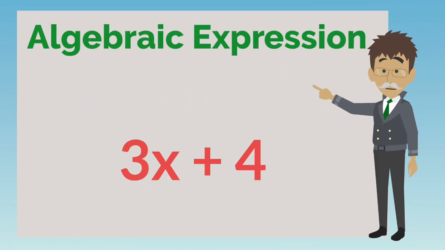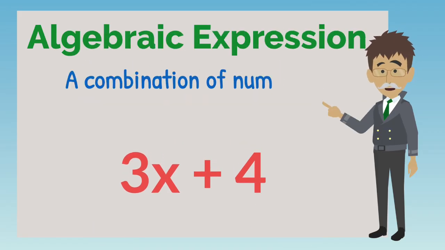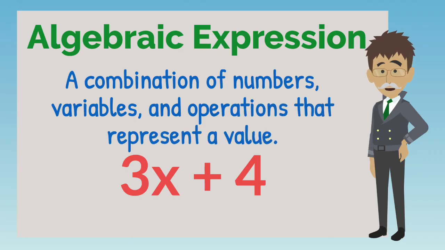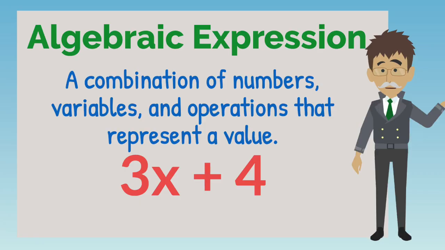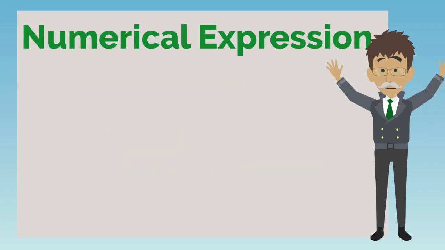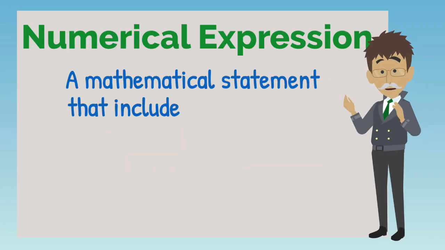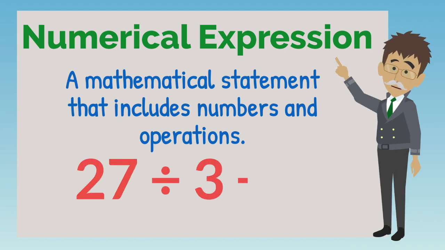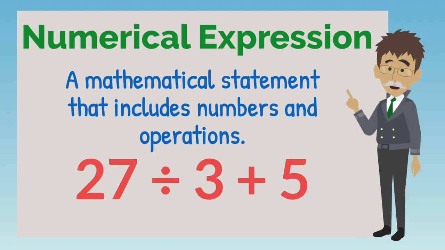Algebraic expression. A combination of numbers, variables, and operations that represent a value. For example, 3x plus 4. Numerical expression. A mathematical statement that includes numbers and operations. For example, 27 divided by 3 plus 5 is a numerical expression.